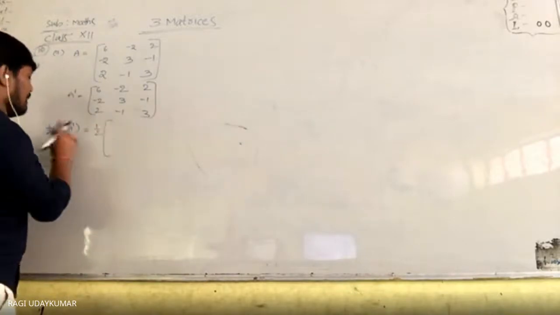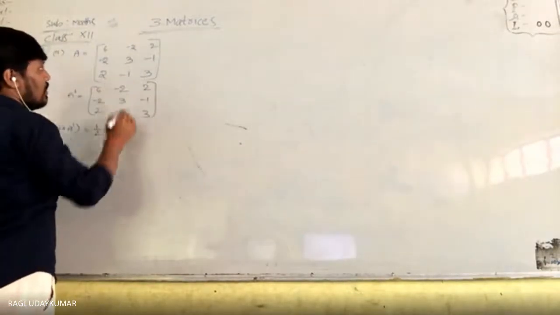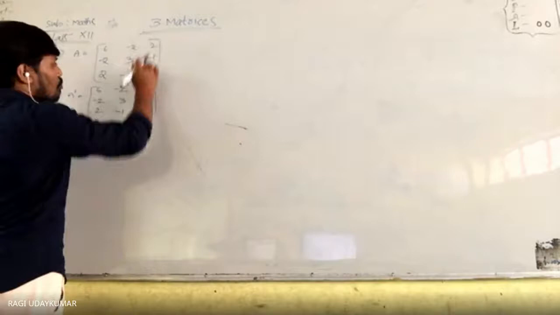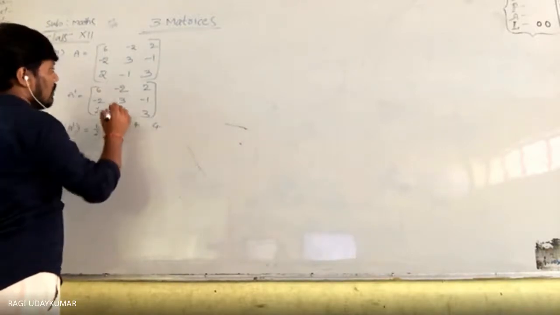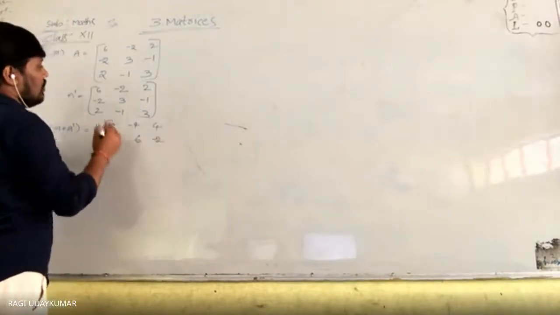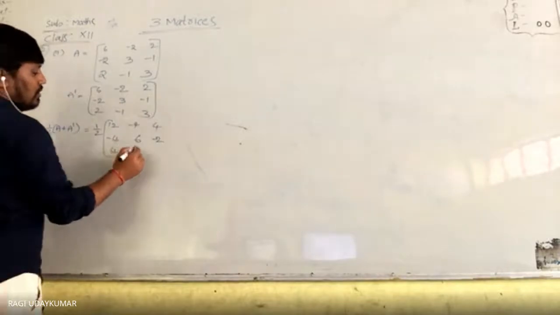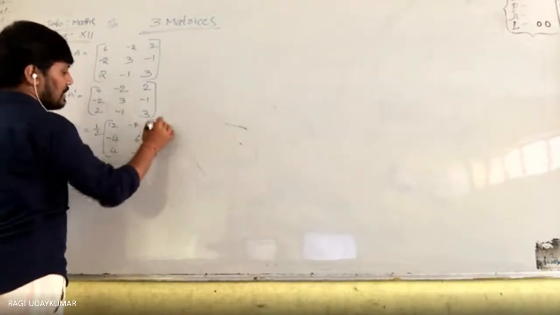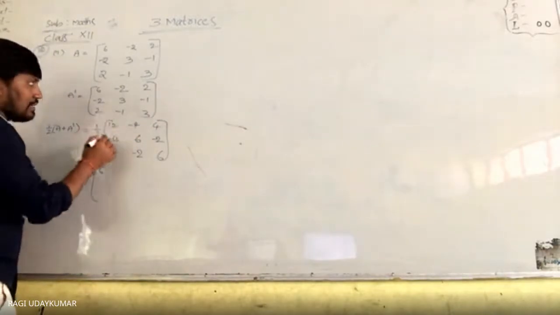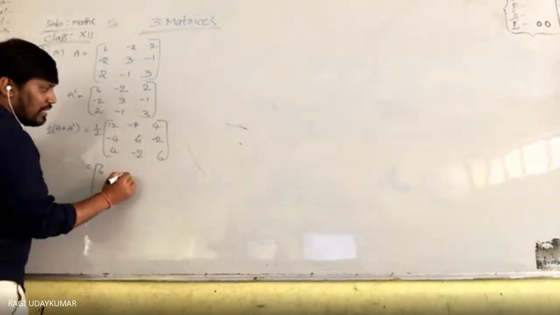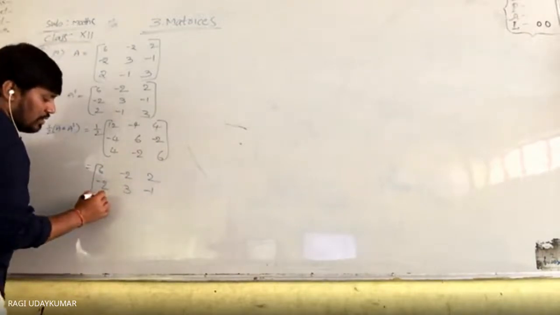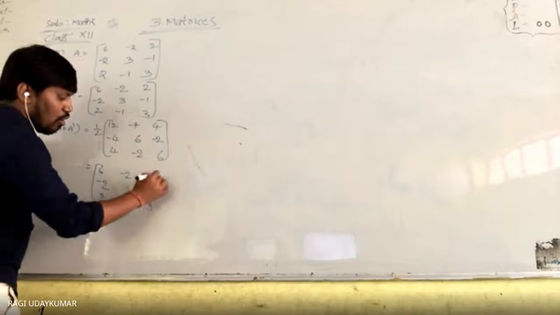So 1/2 of A plus A transpose is nothing but 6 plus 6, 12, minus 2 plus 2, minus 2 minus 2, minus 4, 2 plus 2, 4, minus 2 minus 2, minus 4, and 3 plus 3, 6, and here you will get minus 1, minus 2, and here you will get 4, and minus 2, 3 plus 3, 6. Now multiply by 1/2. So what do you get here? 6, minus 2, 2, minus 2, 3, minus 1, 2, minus 1, 3. All matrices you have this.